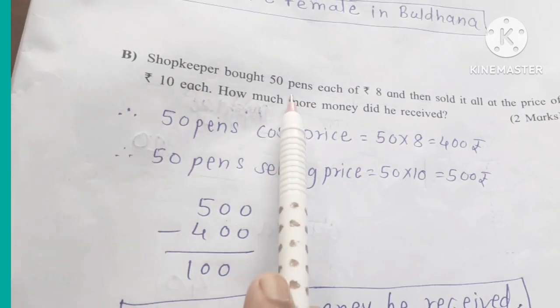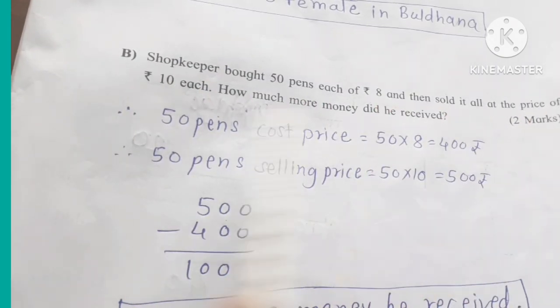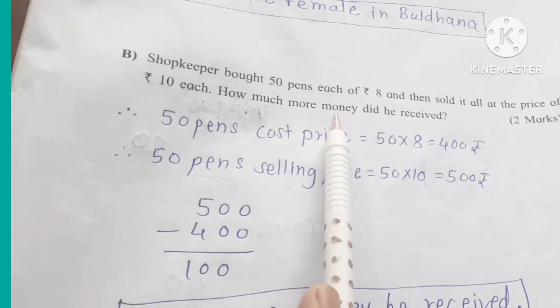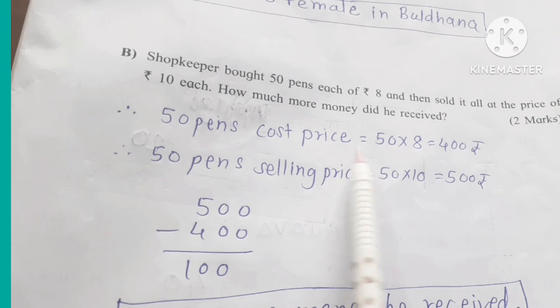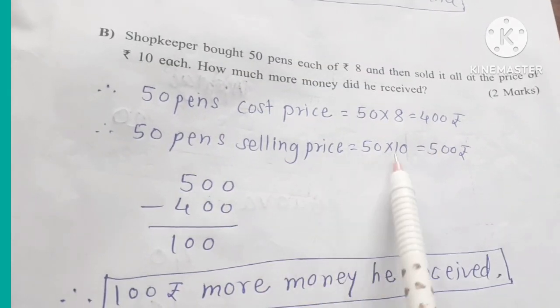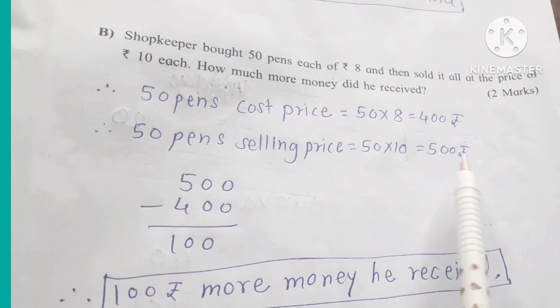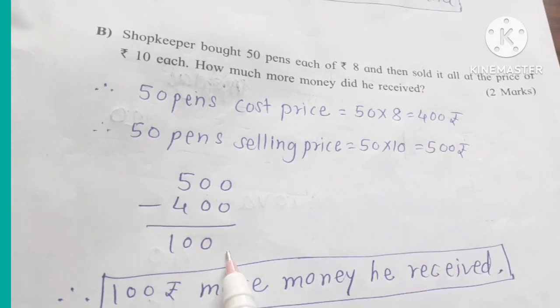B. A shopkeeper bought 50 pens each of rupees 8 and then sold them all at a price of rupees 10 each. How much more money did he receive? First we find the cost price of 50 pens. 50 multiplied by 8, 400 rupees. Selling price of 50 pens, 50 multiplied by 10, 500 rupees. Selling price is greater than cost price and the difference is 100. So 100 rupees more money.